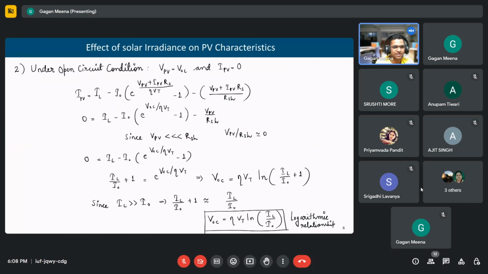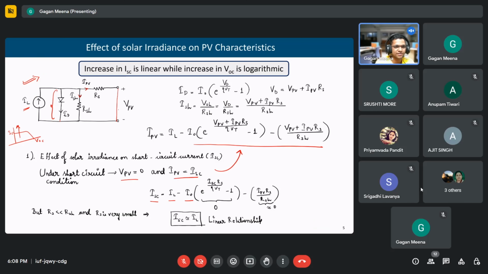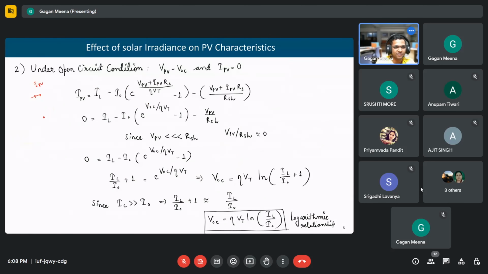This is the case for open circuit voltage. For open circuit, the current IPV will become 0. This is the open circuit voltage and IPV will become 0. So these two values we have to substitute in this equation. IPV is 0 and VPV is VOC, and this is also VOC.